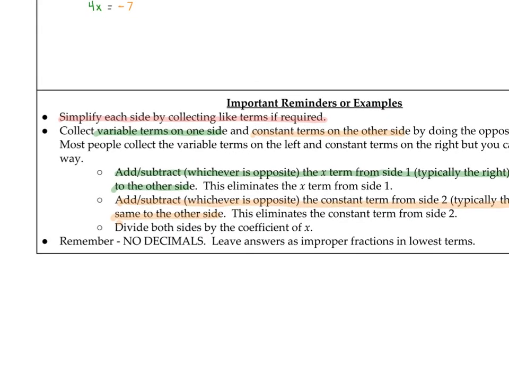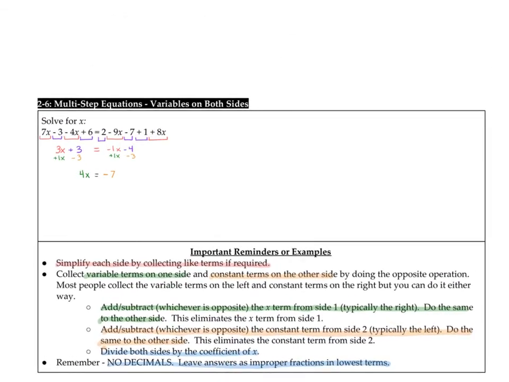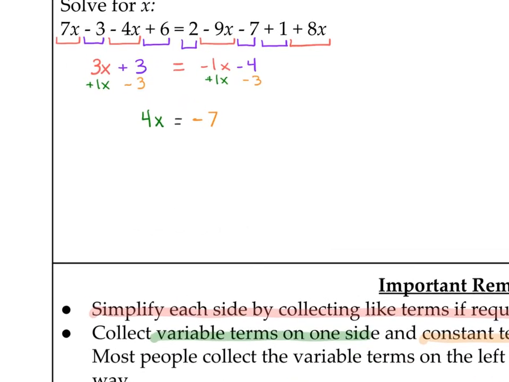Then the last step is to divide both sides by the coefficient of x. You want to remember there's no decimals. You have to leave your answers as improper fractions in lowest terms, or possibly proper fractions depending on the case. So what we're going to do is divide both sides by the coefficient of x. That's the number in front of the x, which is 4.